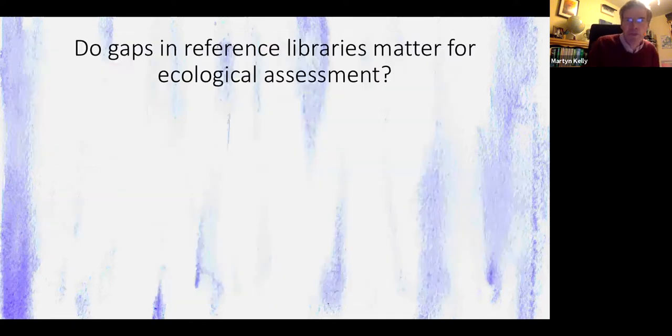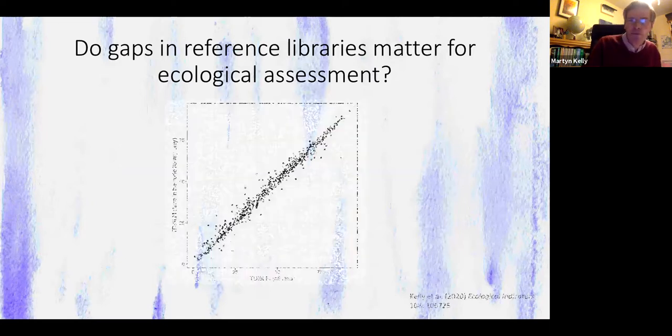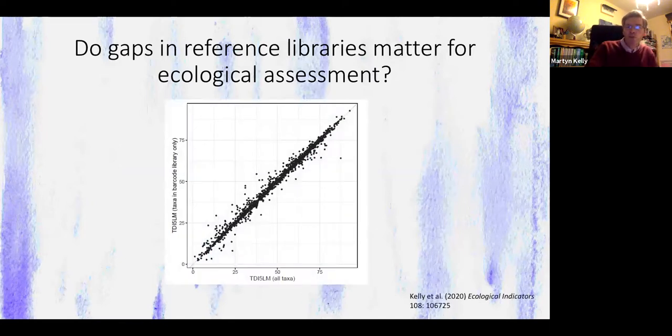But then the other question I asked was, do these gaps in the reference library matter for ecological assessment? I'm answering this by what you could call a thought experiment more than an experimental demonstration. It's in a paper that came out this year, which I'll talk more about in a moment. So to answer the question about whether gaps in reference libraries matter, I'm not using metabarcoding data at all. I'm using light microscopy data. I'm using about 1,500 samples here.